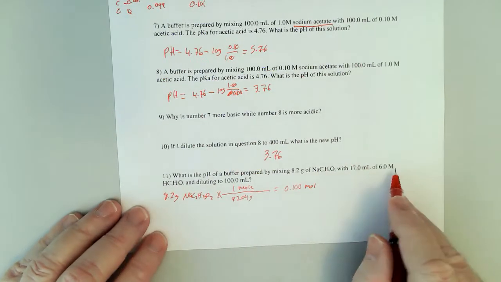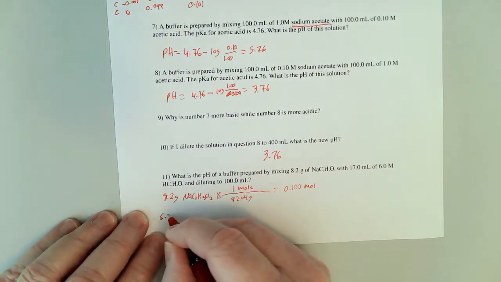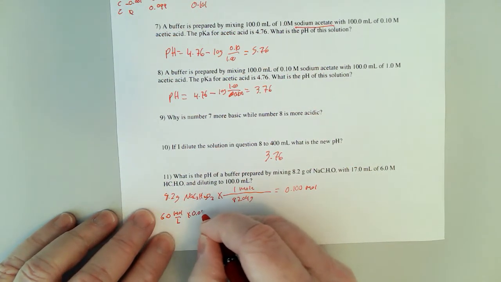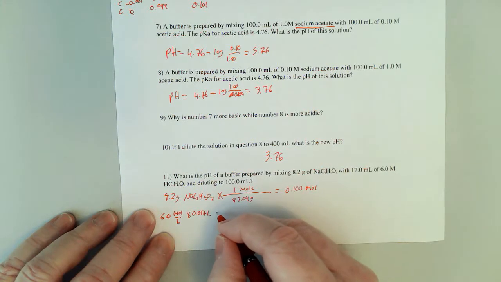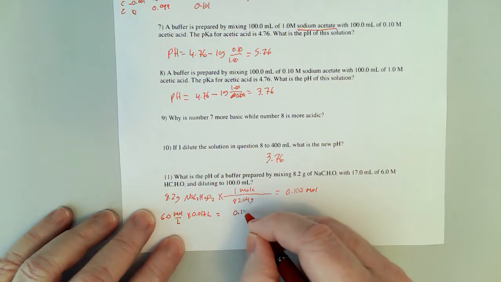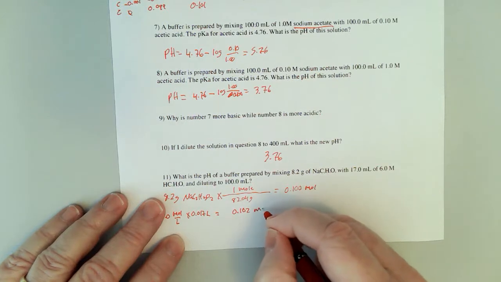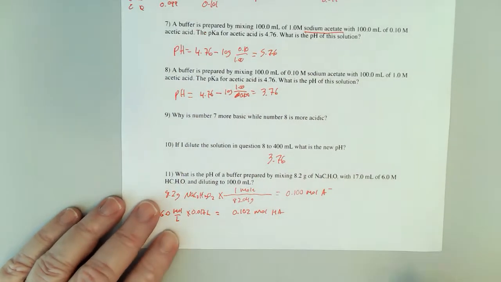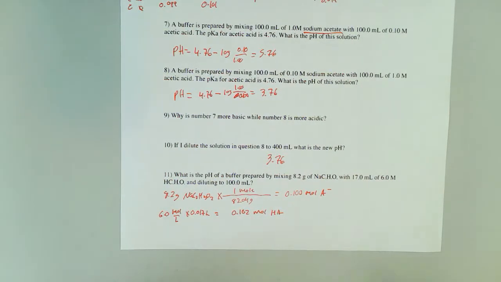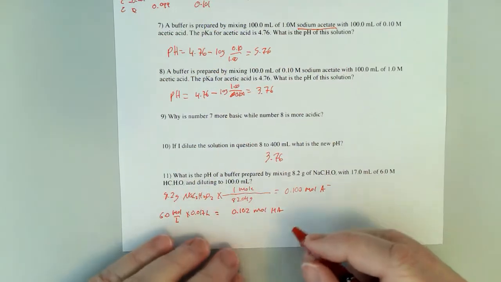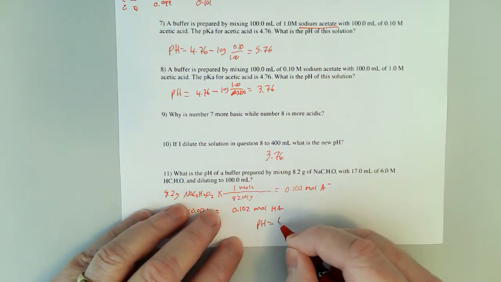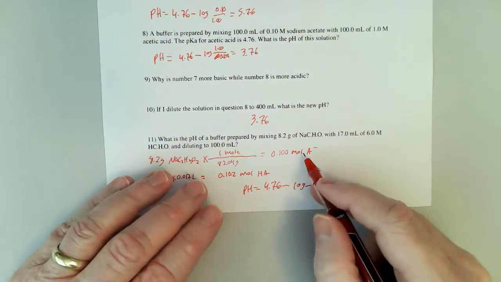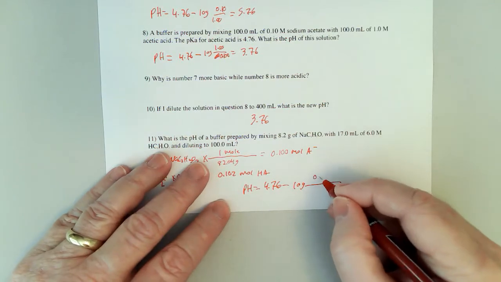Now here, 17 milliliters is 6 molar, so 6.0 moles per liter times 0.017 liters. That equals 0.102 moles. Okay, this is A minus, this is HA. They're basically the same number, okay, when you round off. Okay, so pH equals 4.76 minus the log. Now you're going to wonder why I don't divide them by the volume. I don't have to.